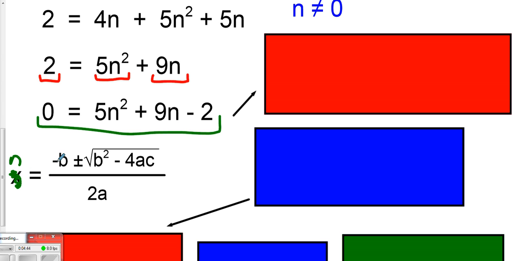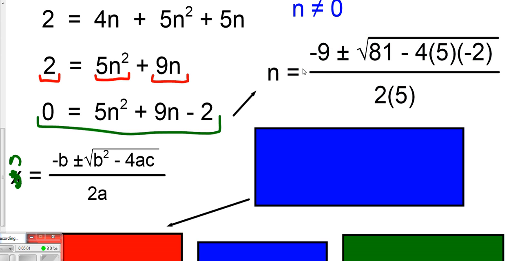n equals negative b plus or minus the square root of b squared minus 4ac, all of that over 2 times a. All we need to do is just figure out our a, b, and c values and plug them in. So, in this case, our b value was 9, so negative 9. Our b value again was 9, so 9 squared is 81. Minus 4 times a times c, so 4 times a, which is 5. c is negative 2. All over 2 times a, which is 2 times 5.